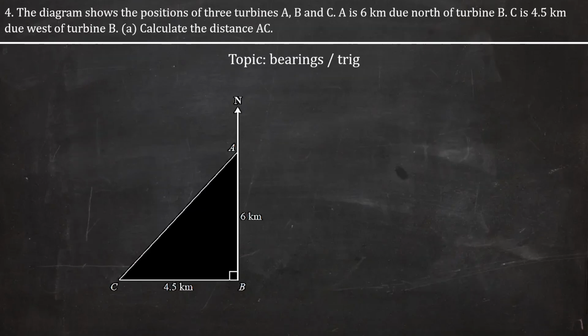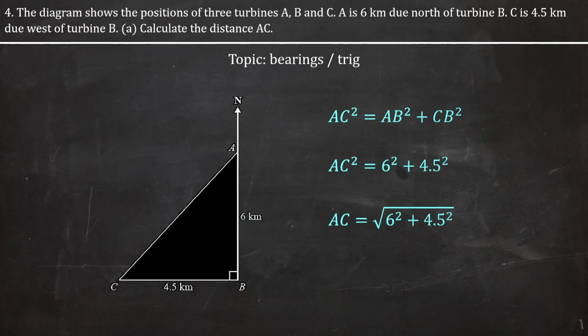Question 4, here we have a bearings and trig question. So first, calculate distance AC, that is just Pythagoras. AC squared is going to be AB squared plus CB squared. So AC squared is going to be 6 squared plus 4.5 squared. AC is going to be the square root of that, and we are on a calculator paper, so you just put it in your calculator as is, and AC is going to be 7.5.